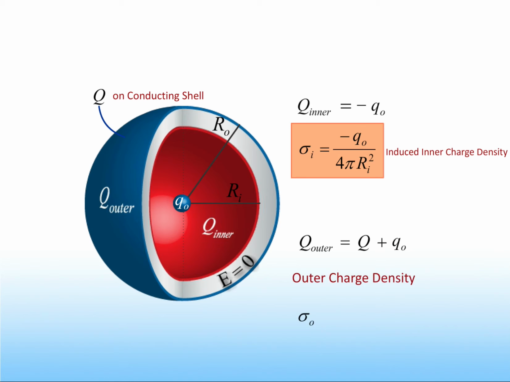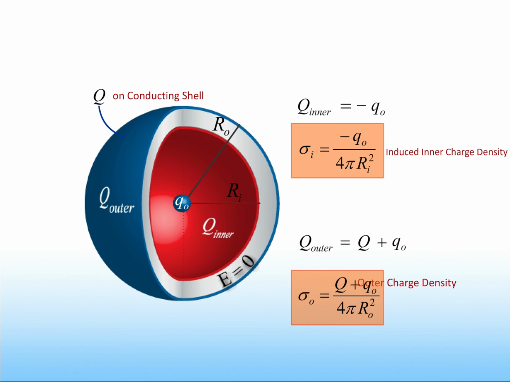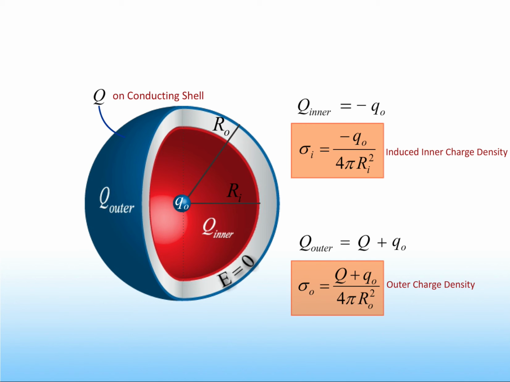Consequently, we determine the charge density on the outer surface to be equal to the total charge on the outer surface divided by the surface area of the outer shell. We'll now move on to an example with a different geometry.